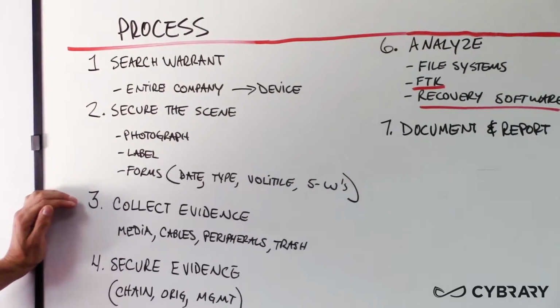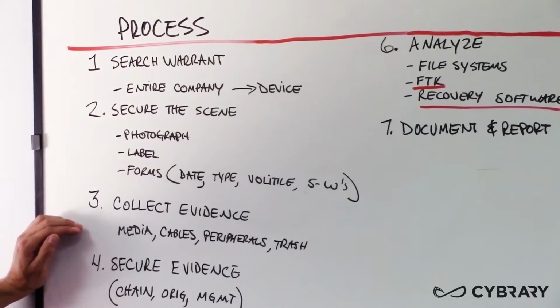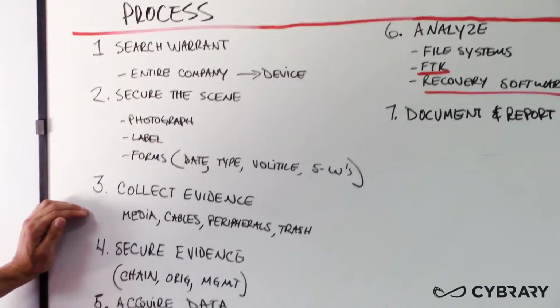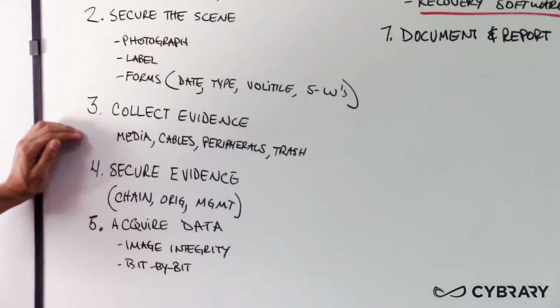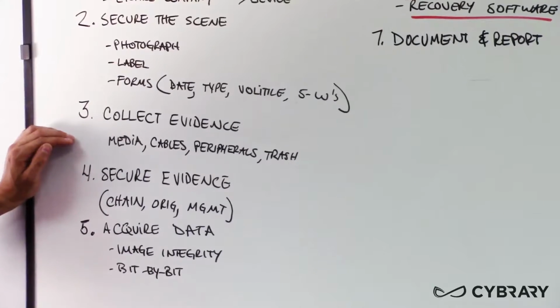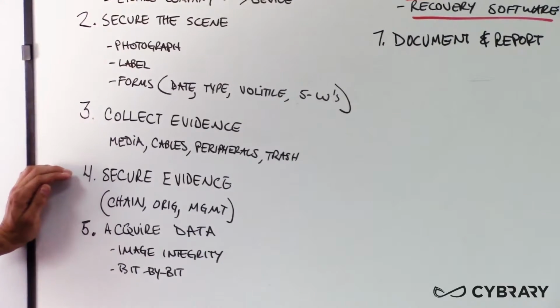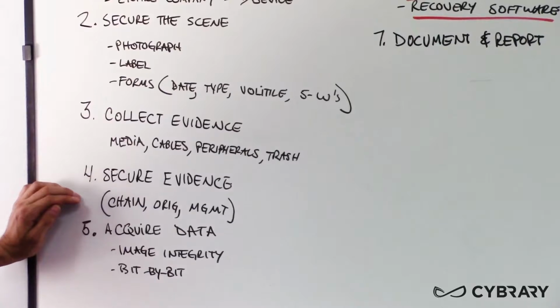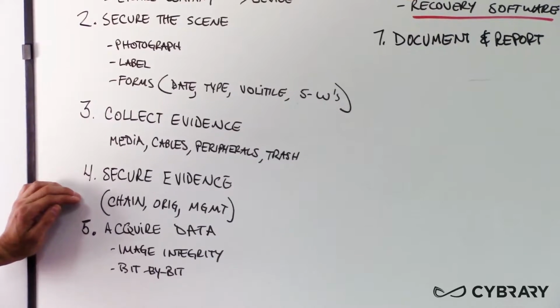We're going to need to collect evidence. All this is everything from media and cables and hard drives and memories and trash and peripherals and removable USB drives, to DVDs, whatever it is, you're going to need to collect that evidence. You're going to need to secure it to make sure that ultimately it can get into court and be presented. This is where chain of custody comes in and the management of evidence.